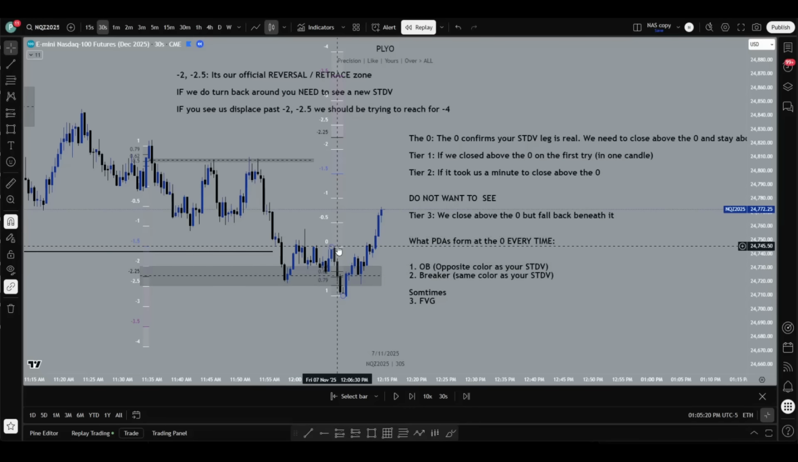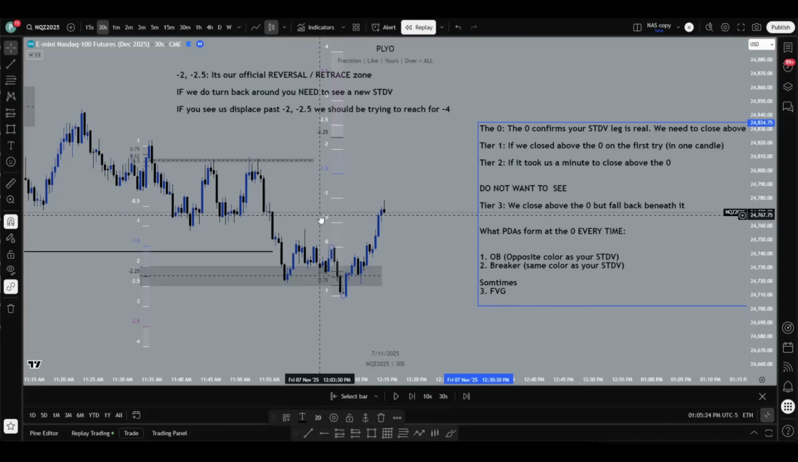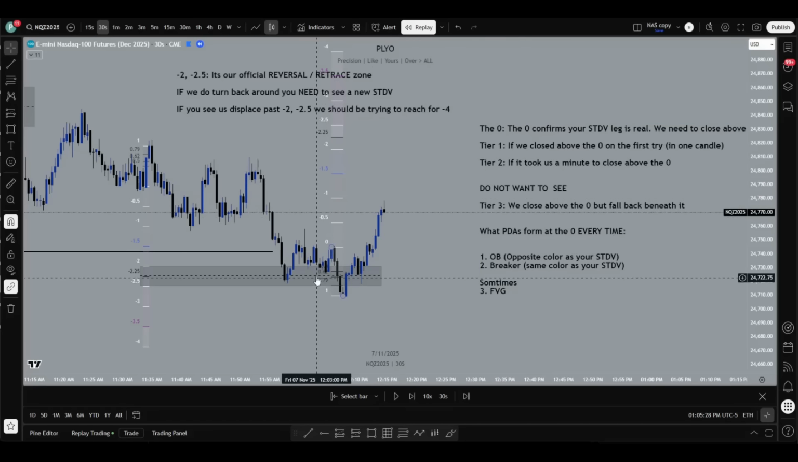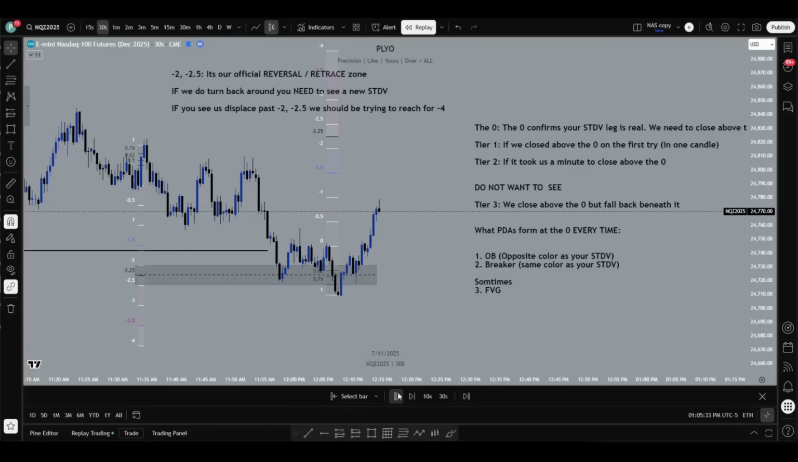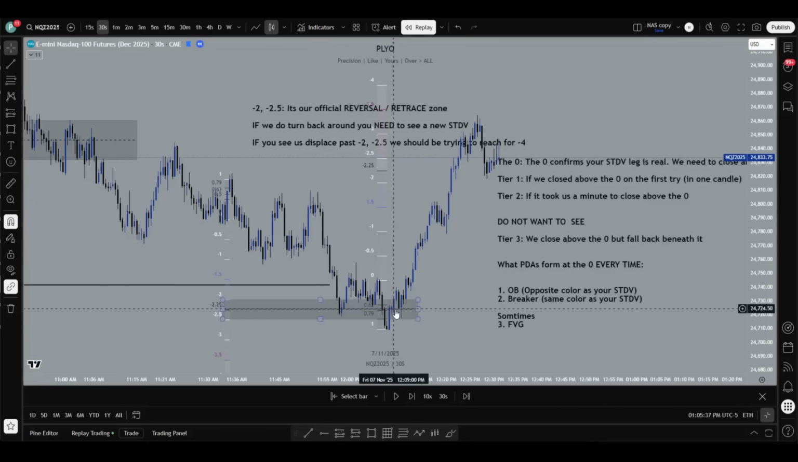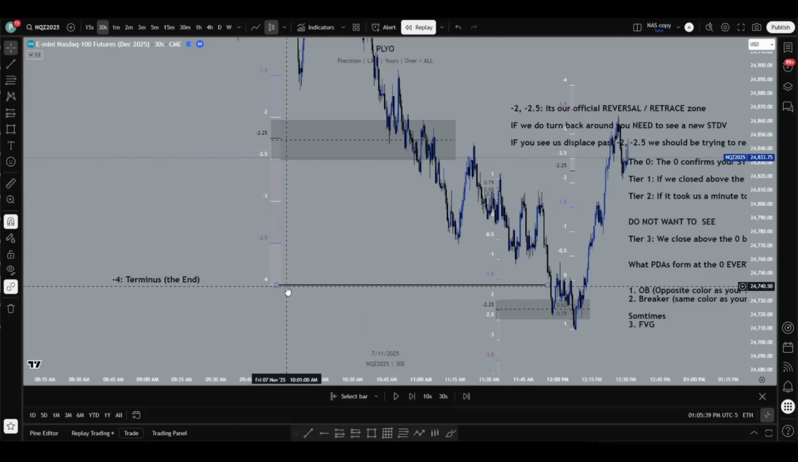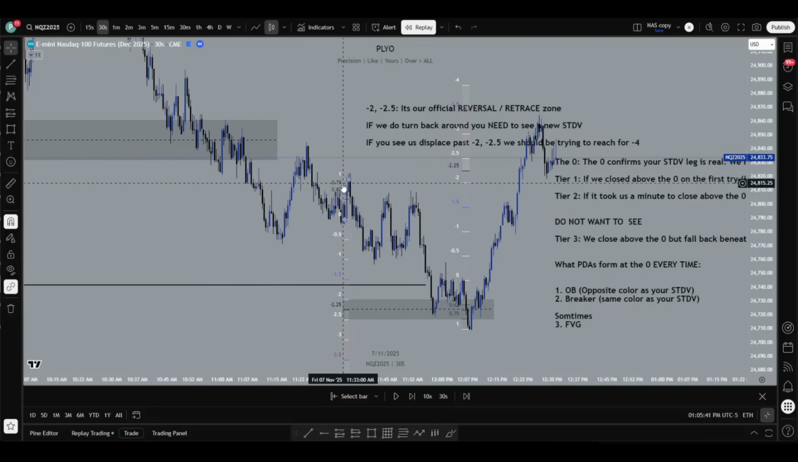Let's see. Do we get the close above? Look at that. We got the close above. We displaced past -0.5. What can we expect now? -1 or -2. Okay, this basically is confirming that this might be the real reversal, or it should be the real reversal. Let's see what happens. Look at that. We get to -2. Once again, that's just from simply combining the -4, the parent one, with the little mini leg that was super obvious down here.